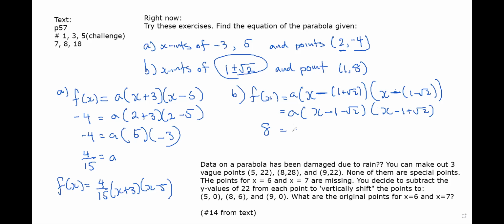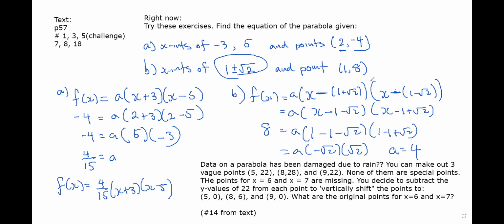If the y value was an 8, x would be a 1. 1 minus 1 plus root 2. You end up getting a 1 minus 1, so negative root 2 and positive root 2. You multiply that out, this becomes negative 2. A value is going to be 8 over 2. It's going to be a 4. My final equation is going to be this not so pretty one.